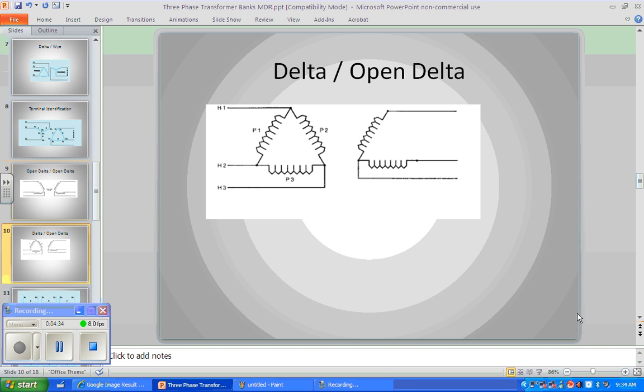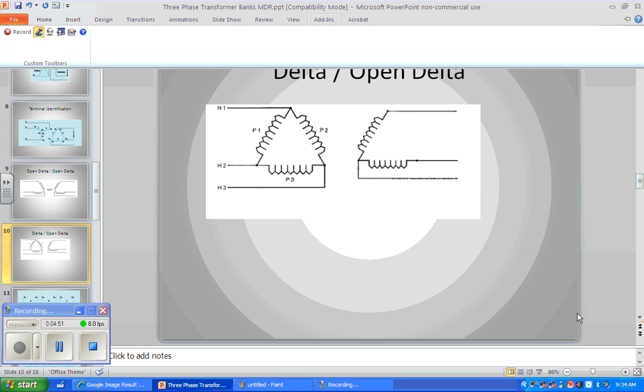And more commonly, we might have a closed delta supply and an open delta secondary. And again, on the output, you'll notice we only have two transformers, but we still have three outputs. Look at the connections here. We still have three connections. We still have a phase A, a phase B, and a phase C. So we still have three-phase power, we just don't have as much power as if it were a closed delta.